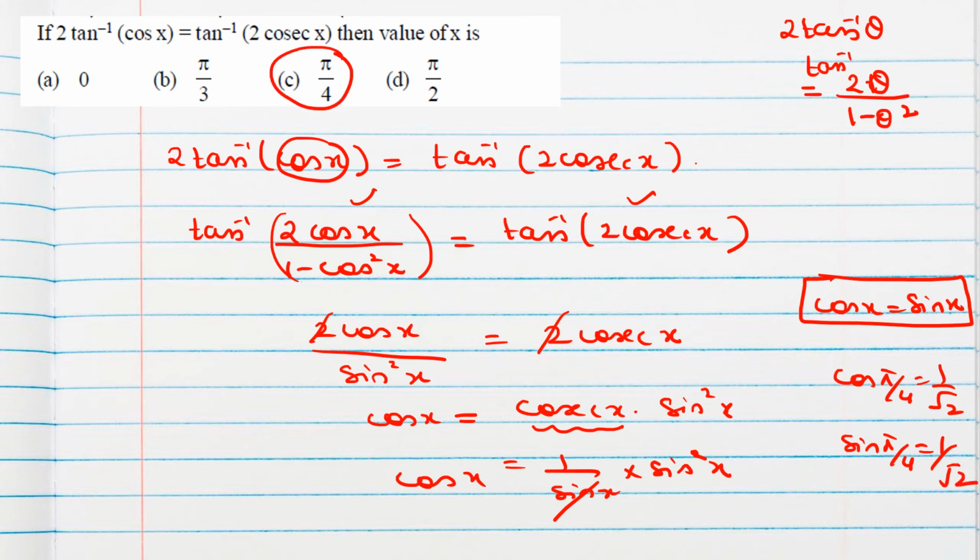So here this you have to trick. You can't compare directly. Okay. So that means if you get only tan inverse angle equals to tan inverse some other angle, then only you can compare the angles. In this case, directly you cannot compare. So we can apply the formula here. 2 tan inverse theta is equal to tan inverse 2 theta by 1 minus theta square.